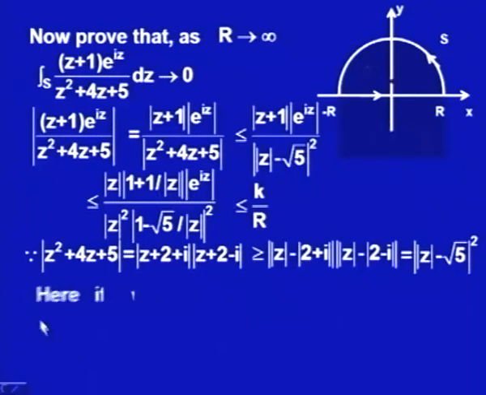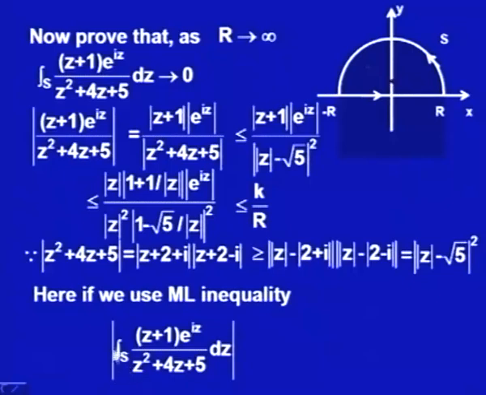Now, if I use this ML inequality over here, I would get the absolute value of the integral along this semicircle S of (z plus 1) e to the power iz upon z square plus 4z plus 5 dz, because the absolute value of this is bounded by k upon r, this is M, and L is the length of this semicircle, which is pi r. So, what we would be getting is less than or equal to k upon r into pi r, which is again a constant. So, this constant bound is not depending upon r, and we cannot guarantee that this would approach 0.